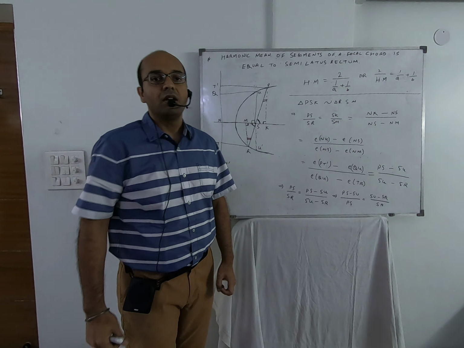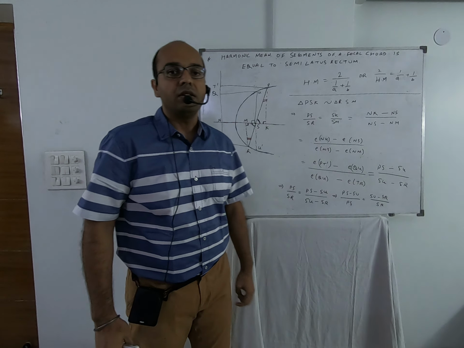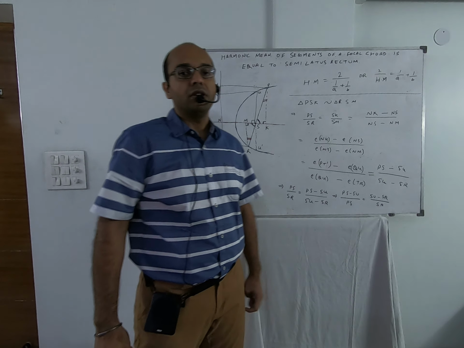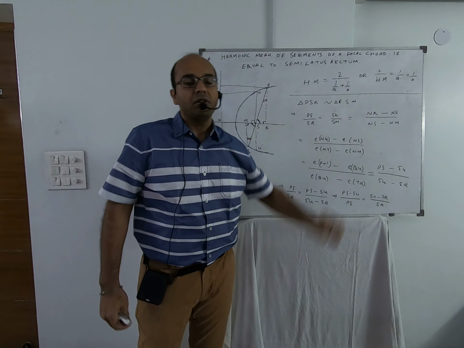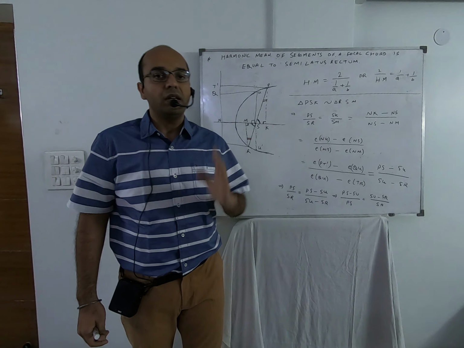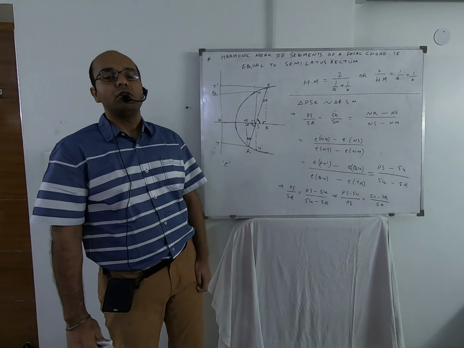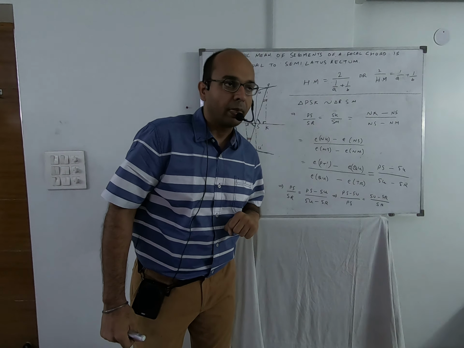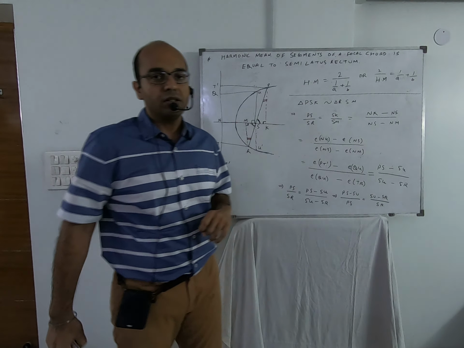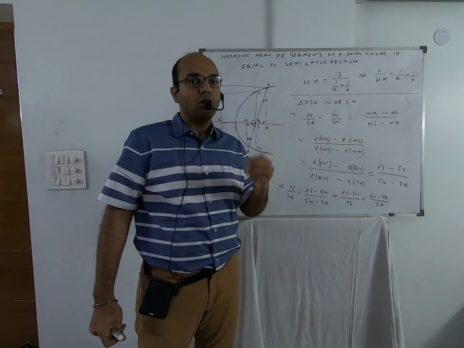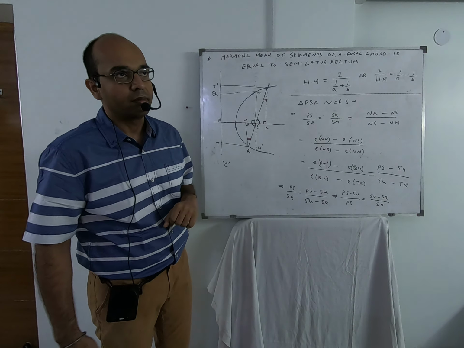How are you? Today in this video, I'll take you through an important property of conic sections. That is, the harmonic mean of the segments of a focal chord in any conic section is equal to its semi-latus rectum. This property is true for any conic section, be it an ellipse, parabola or hyperbola.